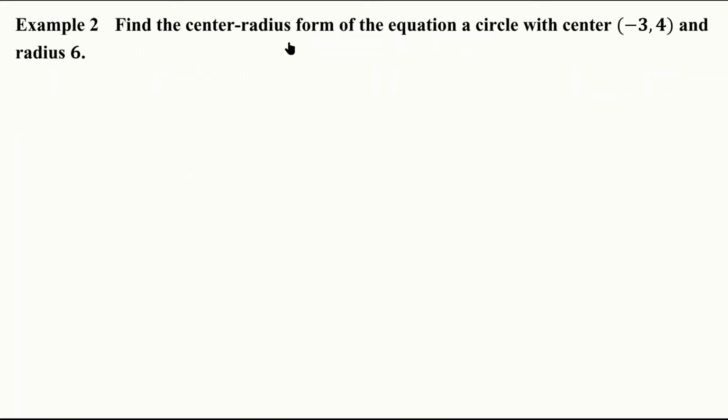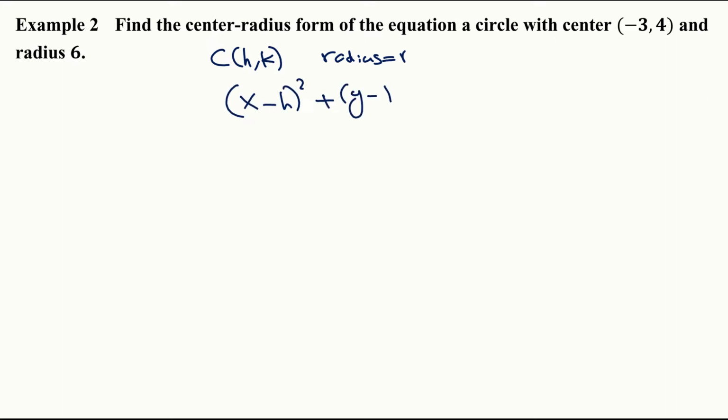Alright, so let's go ahead and find the center radius form of the equation of a circle with center at (-3, 4) and radius 6. You should pause the video and get it on your own and then compare your answer to mine. Alright, so once again we know that for a circle with center at (h, k) and radius r, the formula is (x minus h) squared plus (y minus k) squared equals r squared.